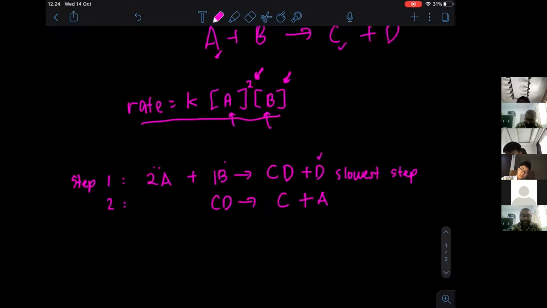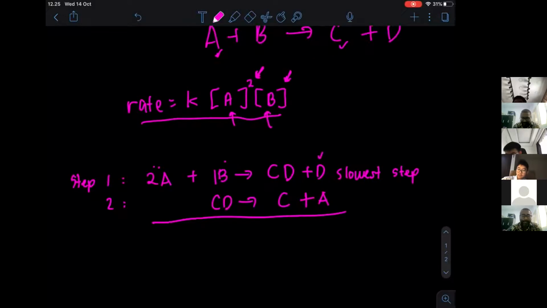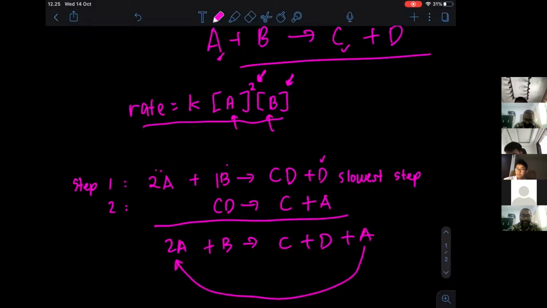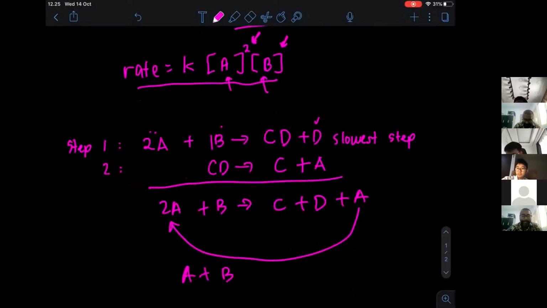Let's see if I add this, am I going to actually get the same equation that I wanted? So 2A, CD will cancel, 2A plus B gives you C plus D plus A. You come over here, you'll get A plus B to give you C plus D. So it's okay. This one will come under the fast step. So this is how you come up with the mechanism.